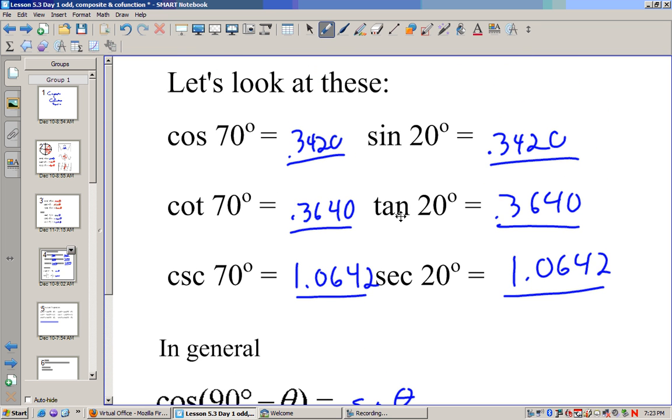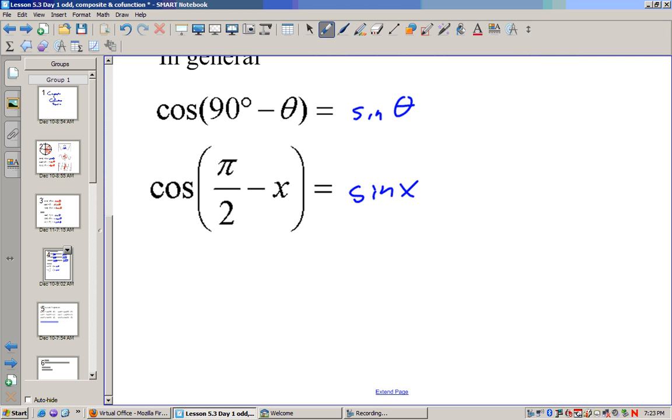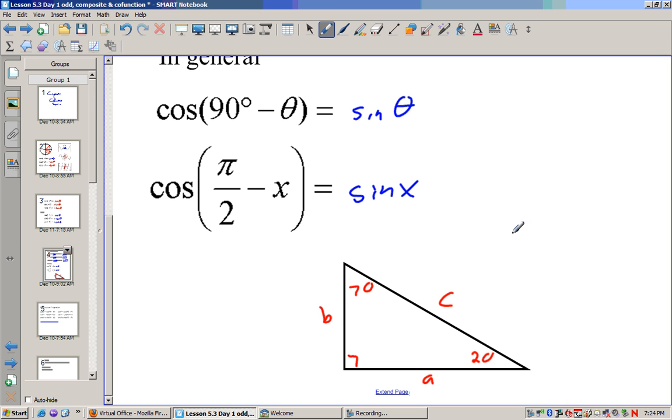Now, the reasoning for this, if I drew a nice right triangle, even though this doesn't look like 20 and 70, let's just use it to match what I was doing above. Let's call this A, B, and C. Now, if I look at the sine of 20, the sine of 20 degrees is going to be B over C, because it's opposite over hypotenuse. Also, the cosine of 70, since 70 is right here, is going to be B over C.